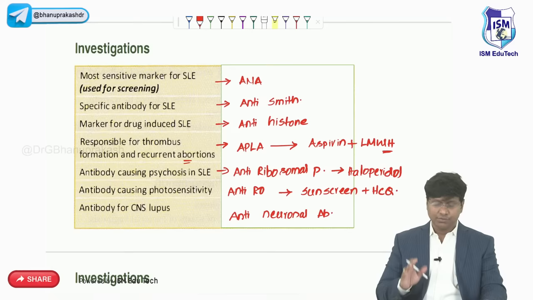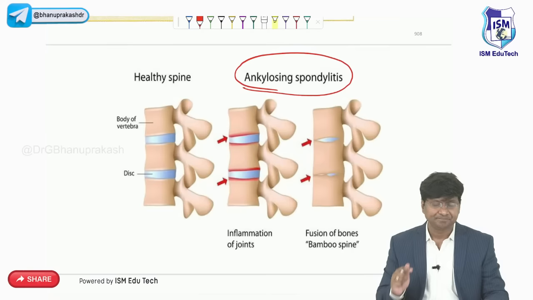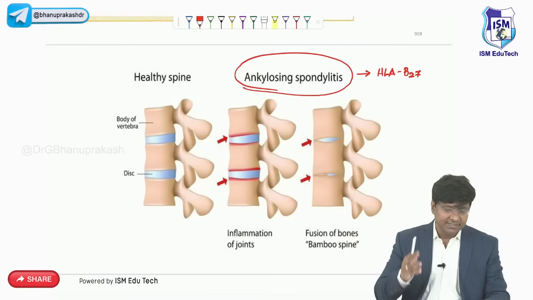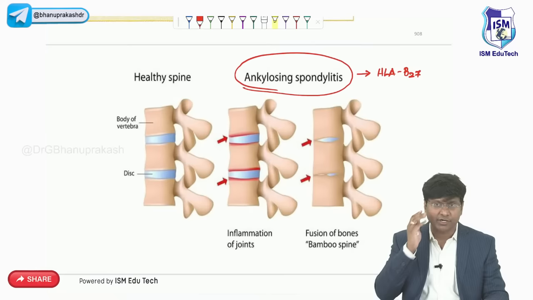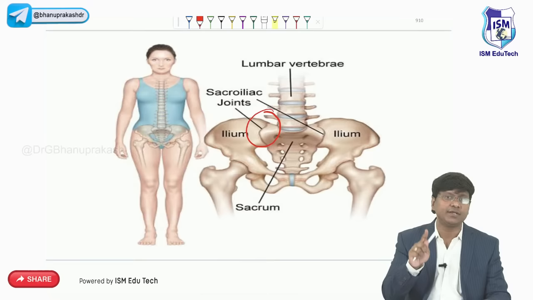Now, after having discussed SLE, the next important topic in the connective tissue disorders will be ankylosing spondylitis. What is the HLA in ankylosing spondylitis? That will be HLA-B27. And in ankylosing spondylitis, there are two important articular manifestations, right? The two important structures affected are the spine and the sacroiliac joint. So these are the two important articular manifestations that you will see in patients with ankylosing spondylitis.